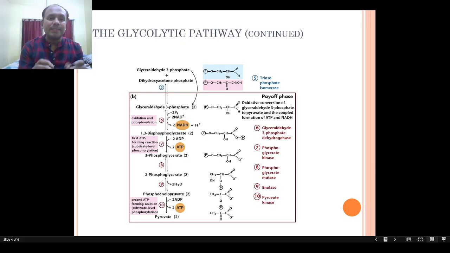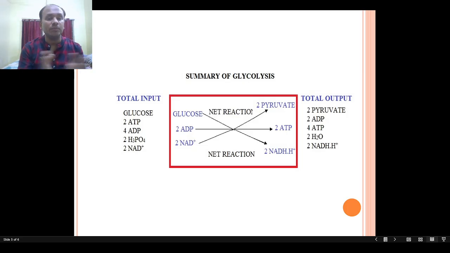The pyruvic acid also has 3 carbons. And this is called the pay-off phase because here some energy is generated and not consumed. So this is a summary of glycolysis.